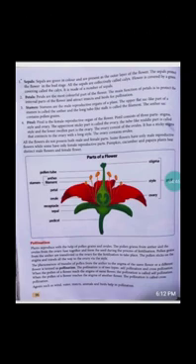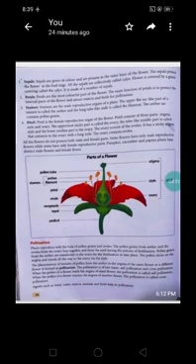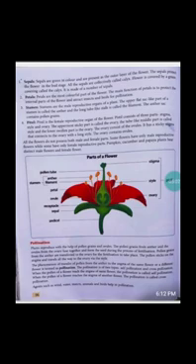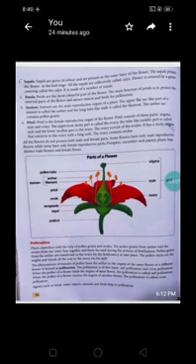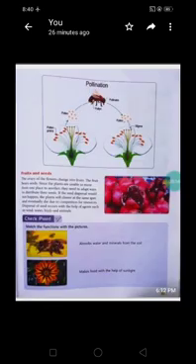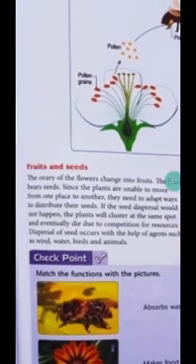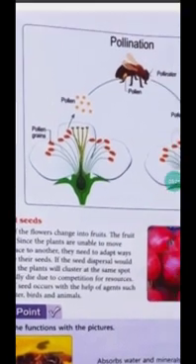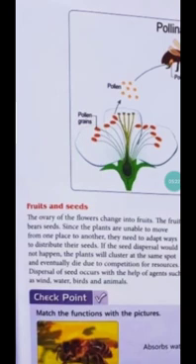Pollination is of 2 types: self-pollination and cross-pollination. When the pollen of a flower reaches the stigma of the same flower, pollination is called self-pollination. And when the pollen of a flower reaches the stigma of another flower, then pollination is called cross-pollination. Agents for pollination are wind, water, insects, birds, etc. They help in the pollination. Now, in the next class, I will discuss with you the fruit and seed.